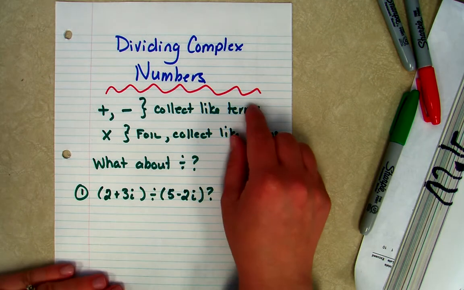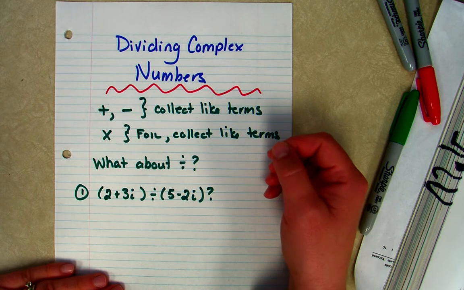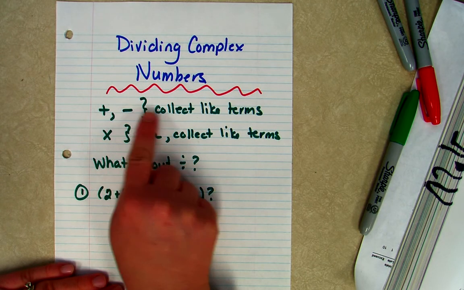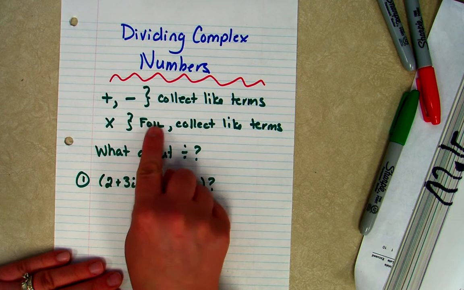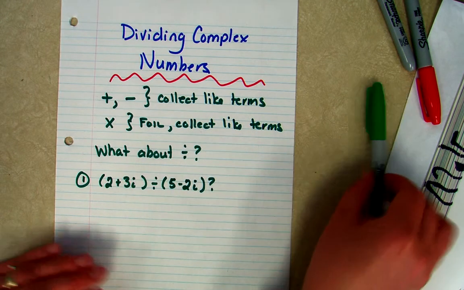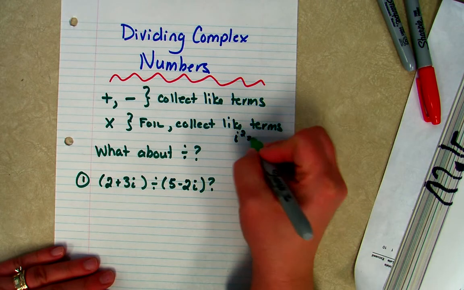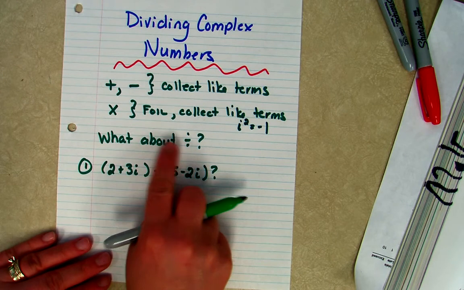So far when working with complex numbers, so numbers that have real parts and imaginary parts, so they involve i, we've looked at adding and subtracting, which we know how to do. We just collect like terms. And we also looked at multiplying, where we FOIL them, collect like terms, and don't forget that if after you multiply you end up with an i squared, you always have to replace it with -1. But today we're going to talk about what about division.